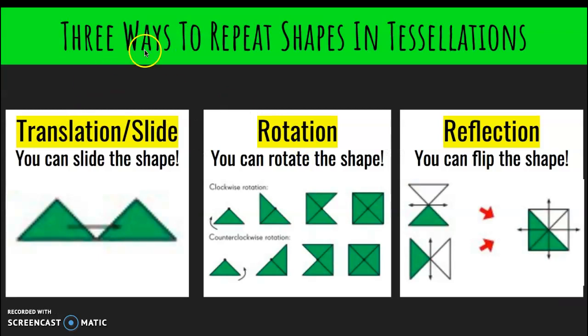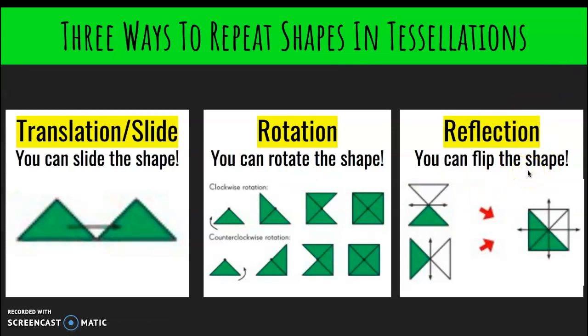As I said before, there are 3 ways to repeat shapes in tessellation. You have translation or slide, which I said we're doing today. So you could take the shape like this triangle and slide it over. You can slide it down, you can slide it back, you can slide it up, or you can do a rotation tessellation where you can take this shape and then you can turn it either clockwise or counterclockwise. And then for reflection tessellations, you actually go in and then flip the shape.